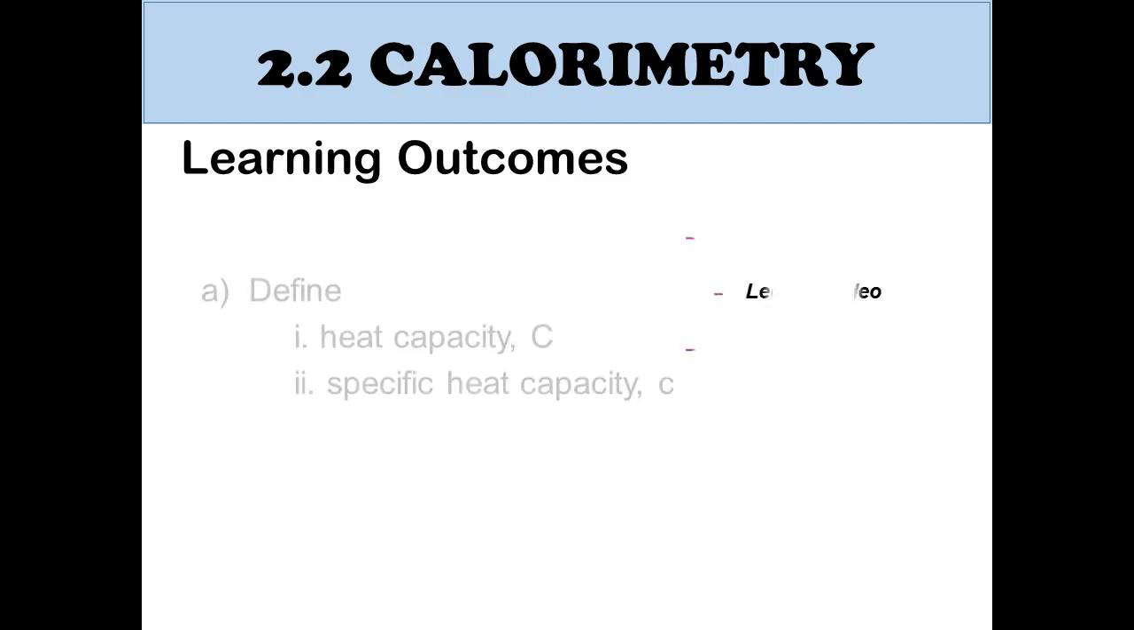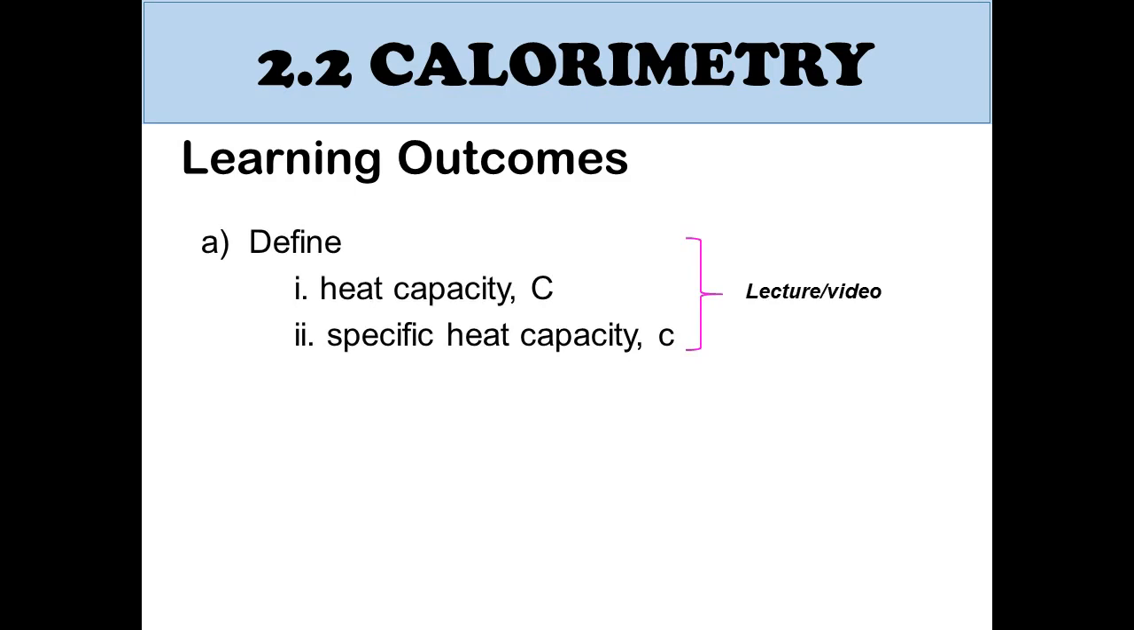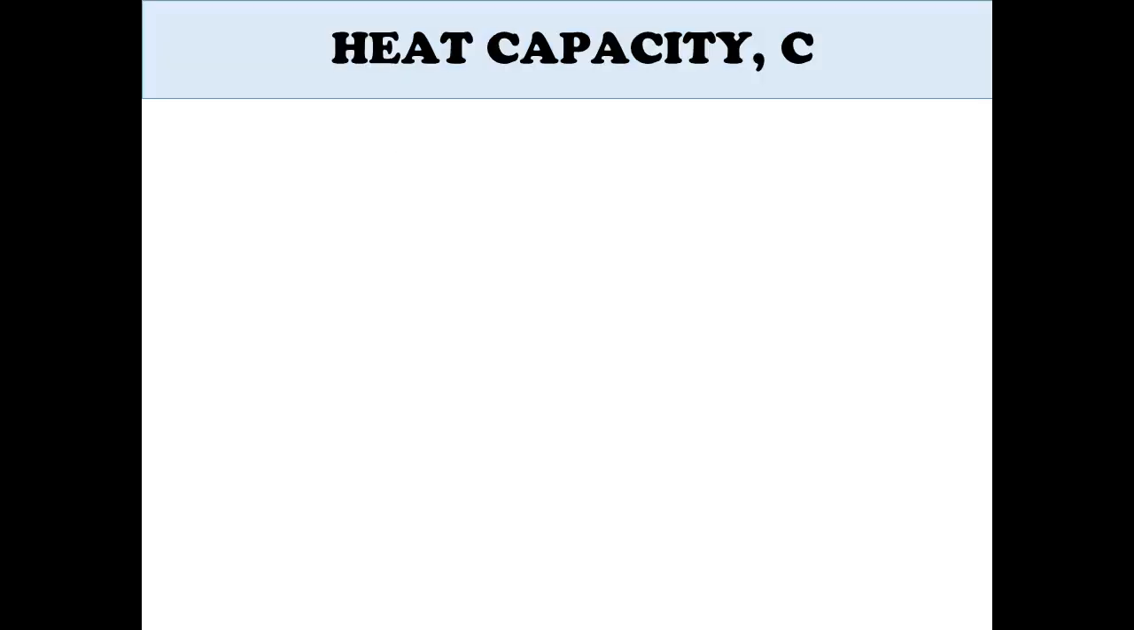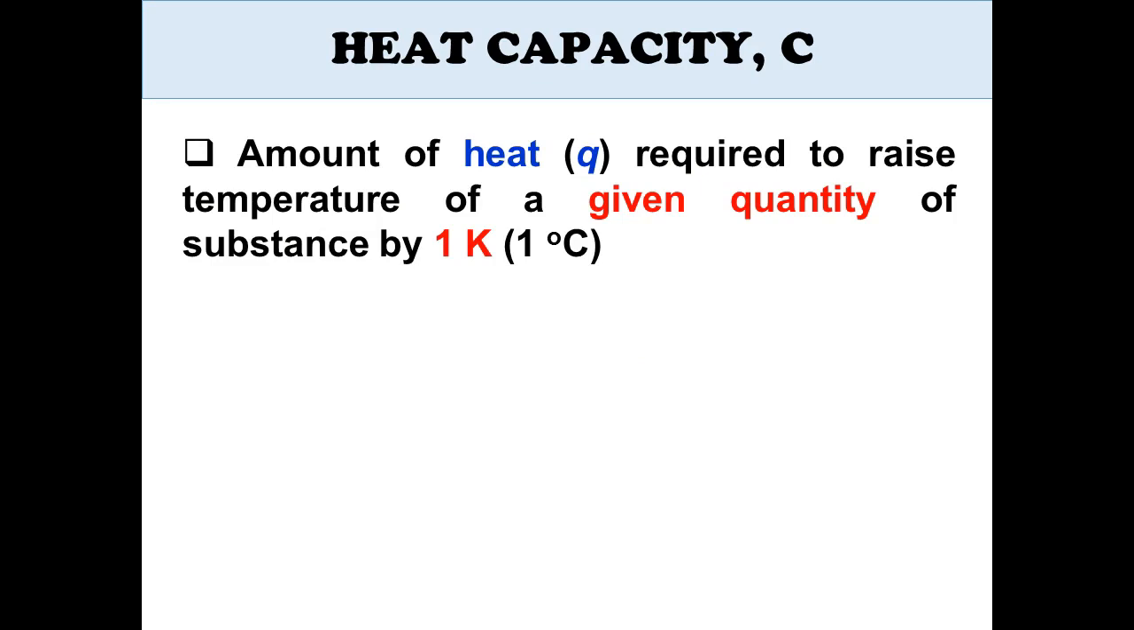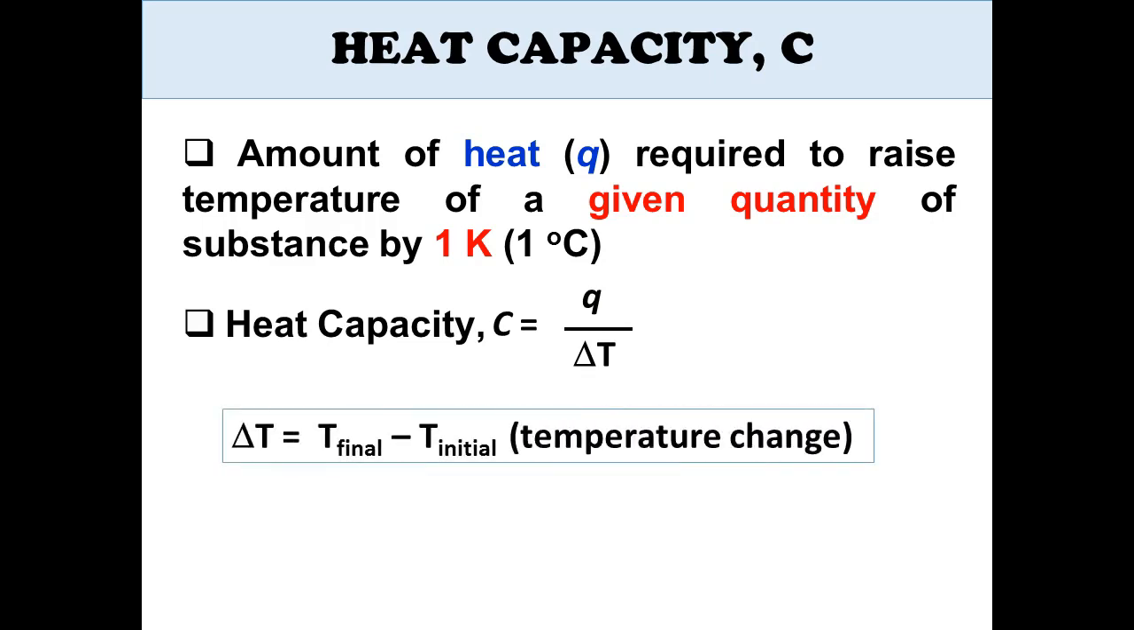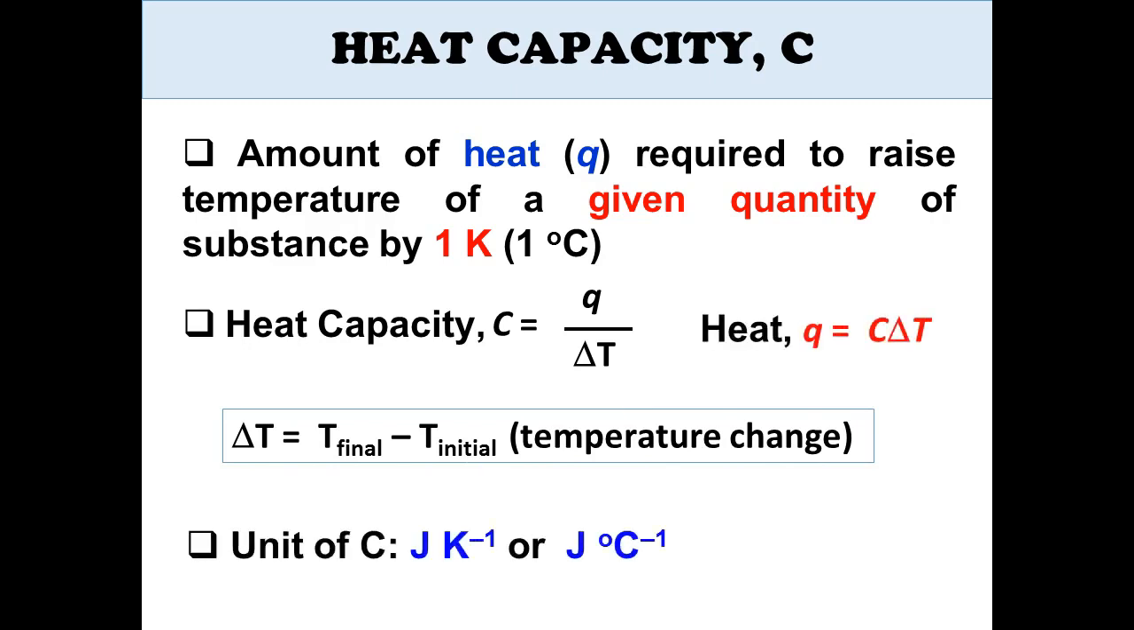2.2 Calorimetry. For this lecture, we only discuss 2.2a, heat capacity and specific heat capacity. Heat capacity, we use capital letter C. The meaning is the amount of heat required to raise the temperature of a given quantity of substance by 1 K or 1 degree Celsius. Heat capacity equals Q over the change in temperature. The change in temperature is the difference between final temperature and initial temperature. The unit of heat capacity is Joule per Kelvin or Joule per degree Celsius.